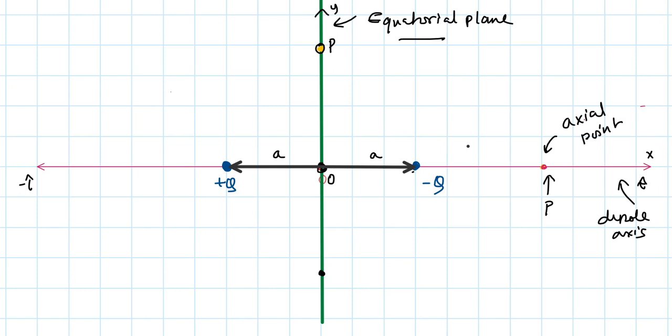It could be anywhere beyond minus q, it can be anywhere between plus q and minus q, or it can be anywhere beyond plus q. So it is just any arbitrary point on the dipole axis, but I will be separately showing you these three regions because the direction of electric field is different in these three different regions. Just for that sake I will be showing you, but the magnitude of the electric field will be governed by the same equation which I will be showing you a bit later.